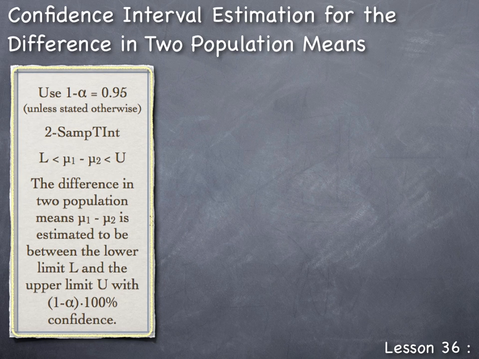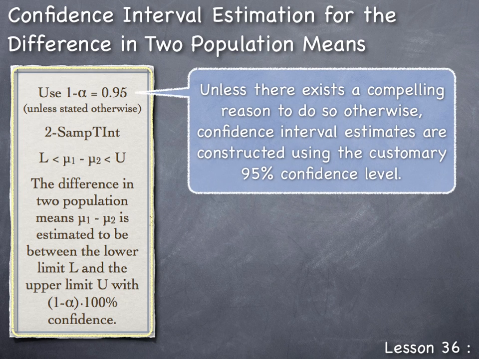Starting with identifying 1 minus alpha, the confidence level. Unless there exists a compelling reason to do so otherwise, confidence interval estimates are constructed using the customary 95% confidence level, or 0.95 decimal.